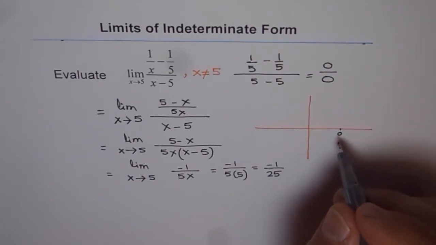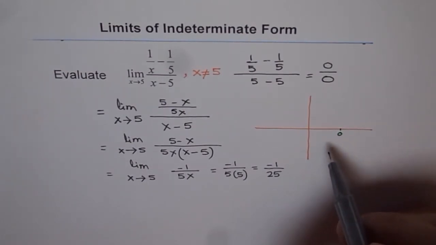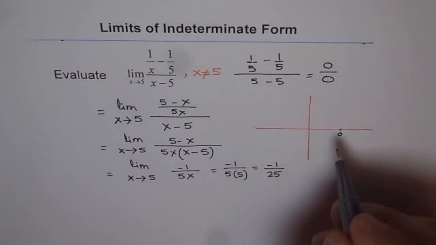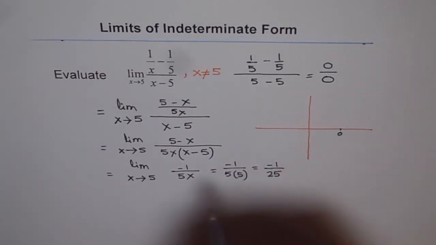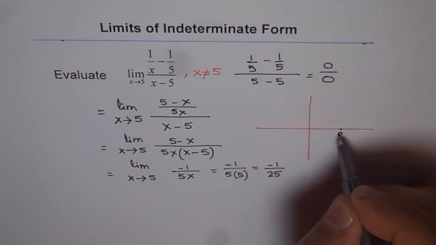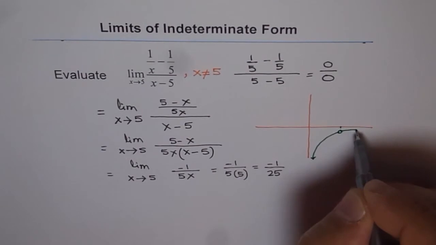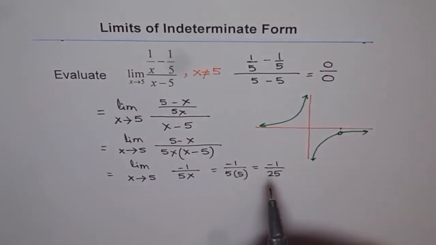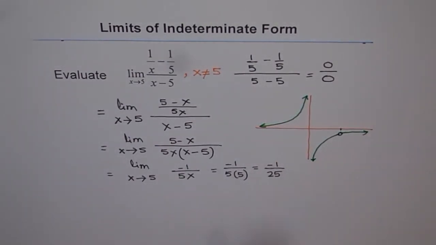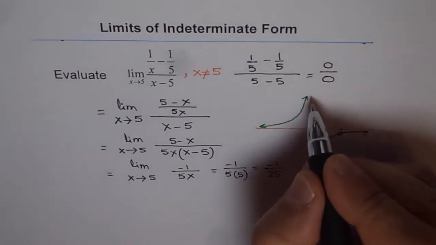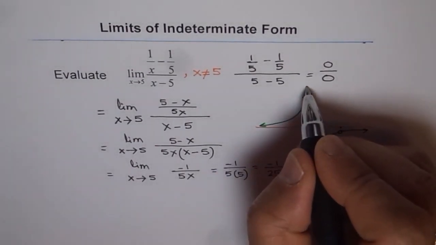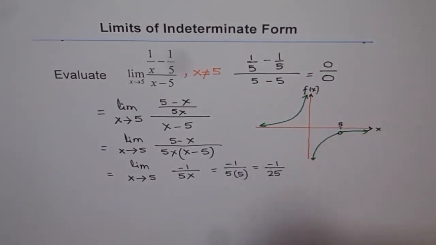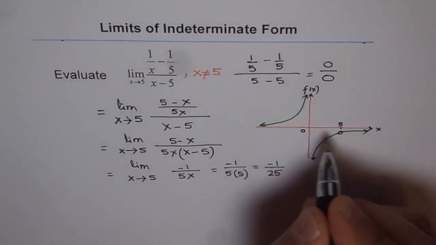It is not defined at 5, and since we have a common factor x − 5 in both numerator and denominator, it cancels out but leaves a hole, right? That's what you've learned. So if we sketch this function, we'll get it like this. You see that? It's like the −1/(5x) function. So that is how this function, let me write f(x), will look. It is defined for all values except for x = 5.